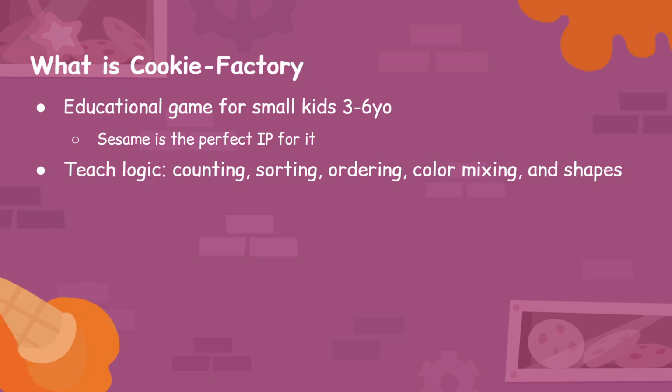So a little bit of history about how we did Cookie Factory. First we wanted to start with a goal. It would be an educational game for small kids. And because it is a Sesame Street title, we actually target preschool kids, so they will be 3 to 6 years old. Then we try to teach them logic. We listed a lot of different topics that we want them to learn. And then we started to playtest with kids.